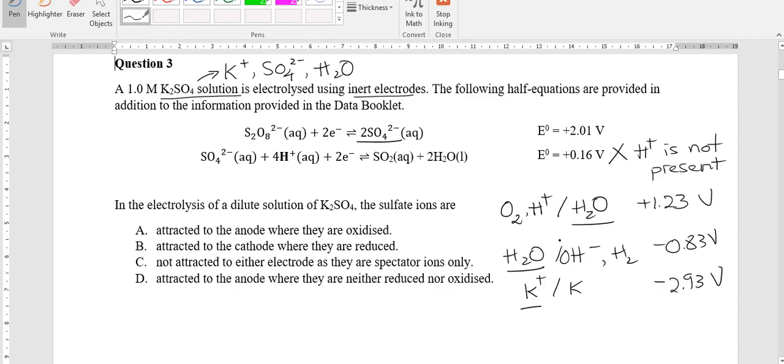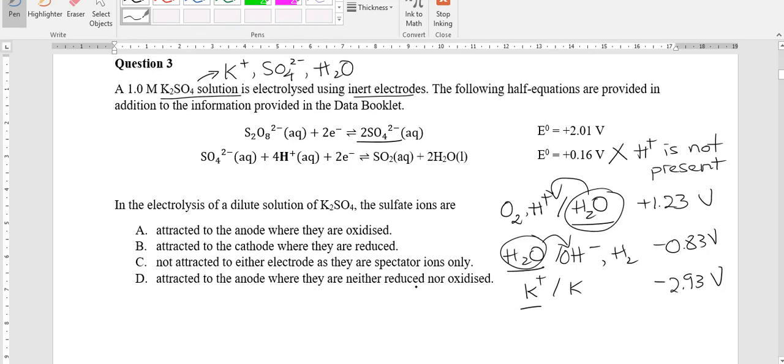So at the anode, we're going to have water turning into O2 and H plus, and here we're going to have water turning into OH minus and H2. So water is both the oxidizing and reducing agent, and SO4 2 minus ions is neither oxidized nor reduced.